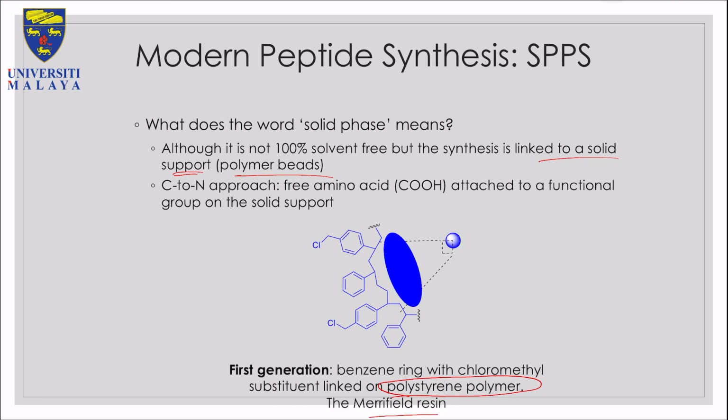Okay, so you still do a C to N approach like that. Therefore, a free amino acid with a free carboxylic terminal can be attached to a functional group on the solid support. So for example, if your solid support has a chloride, a good leaving group like that, you can simply react this with the carboxyl carbon over there to form an ester group. Okay, so this is the first generation of solid support. If I'm not mistaken, there's already a fourth generation resin, but in my case, I did not use it because it's rather expensive.